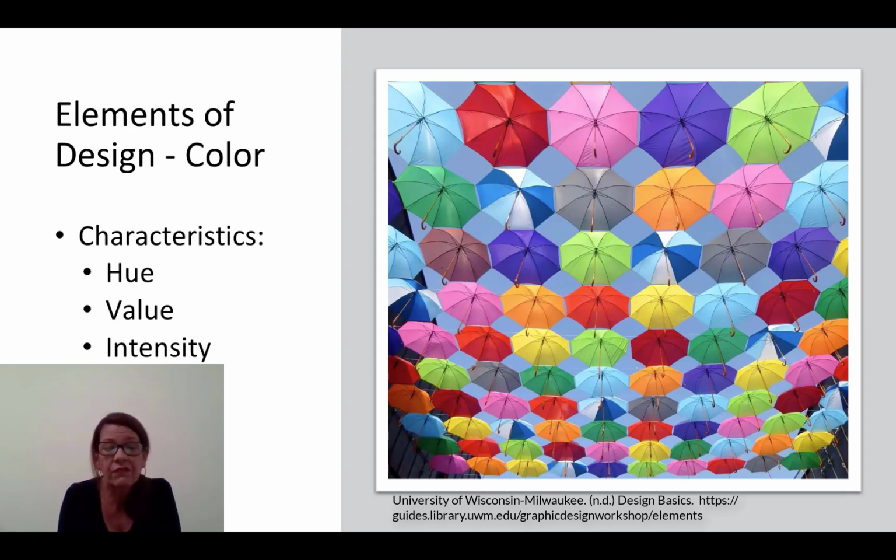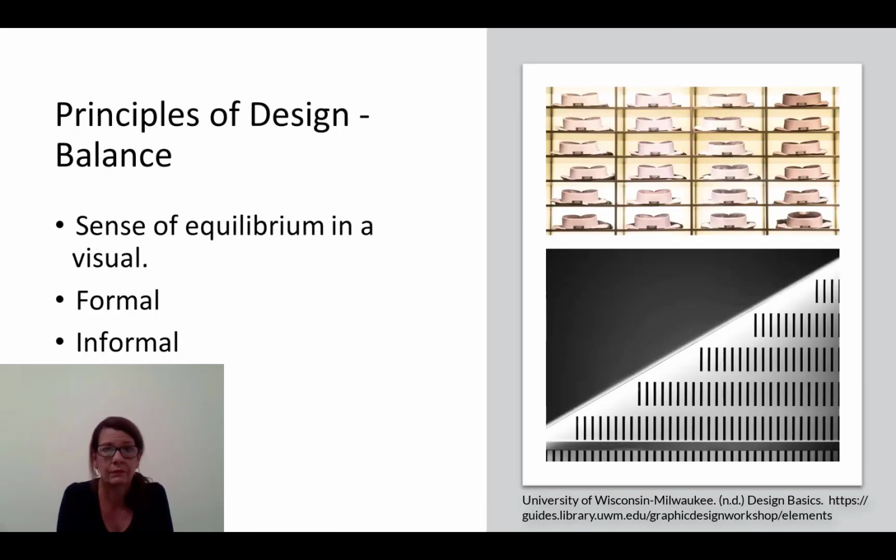Color is used to visualize an object realistically or differentiate one object from another. Hue is the specific color such as red, blue, green, or yellow. Value is the lightness or darkness of the hue. Intensity is the quality that distinguishes a strong color from a weak one.